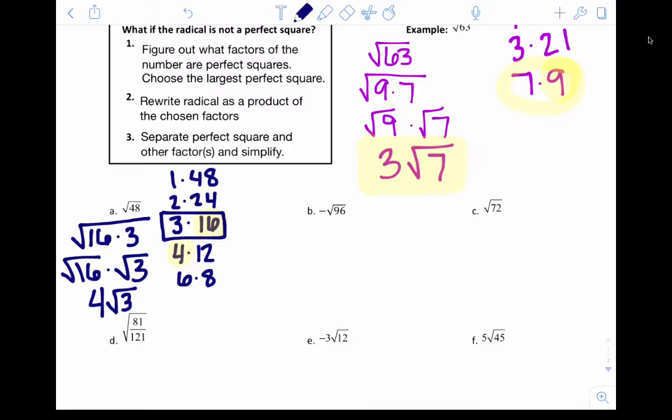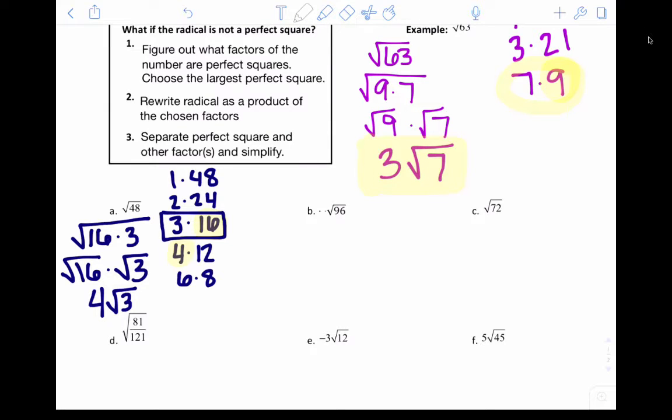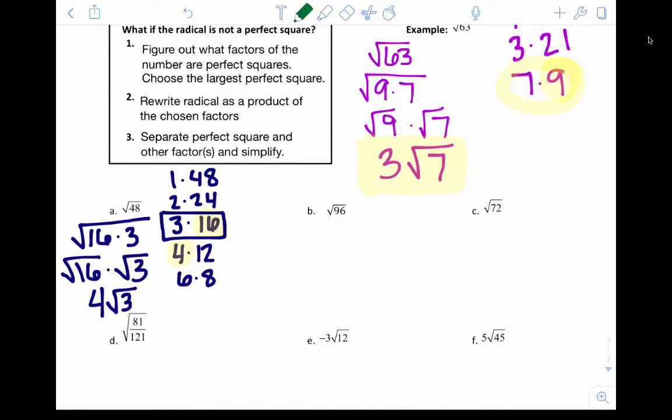Moving on to B, I'm going to work this problem just the same as I did the previous two, and then I'm going to have a negative sign in front. For now, I'm just going to pretend that negative sign isn't there because it's not going to influence the first couple steps that I'm going to do. The first thing I need to do is write out my factors. I'm going to keep doing this until I get better at being able to just see the perfect square.